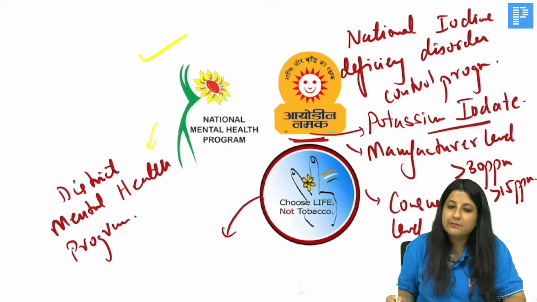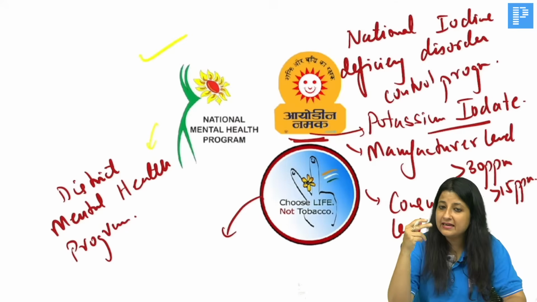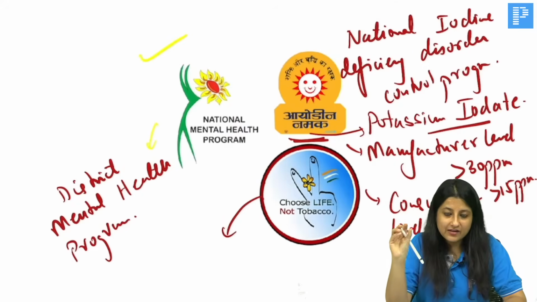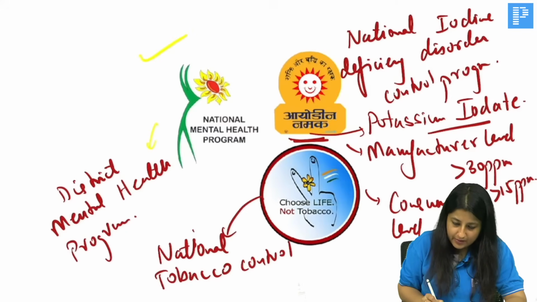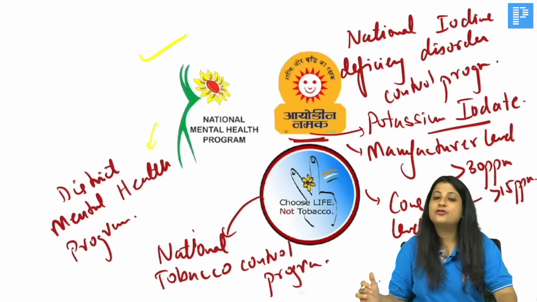And this one, can anybody tell me? Instead of holding a cigarette, somebody is shown holding a flower. This is the logo of National Tobacco Control Program. National Tobacco Control Program. Got it? So these were your national health programs.